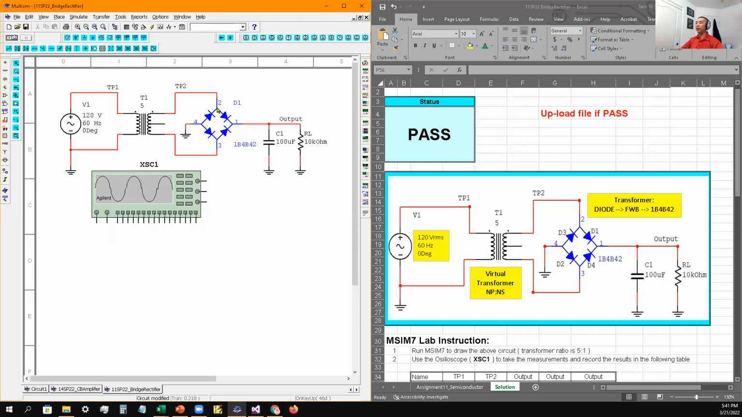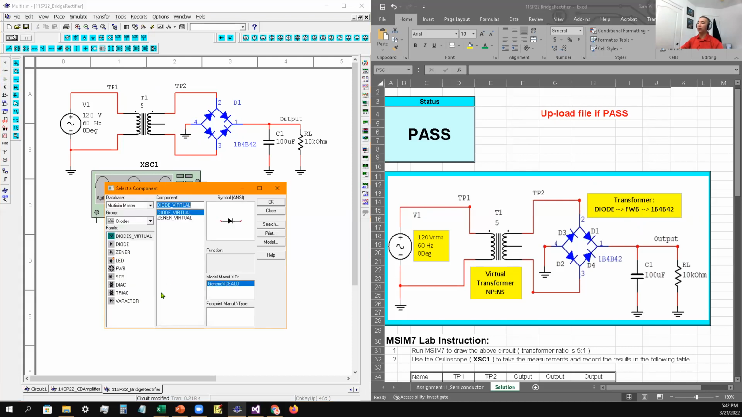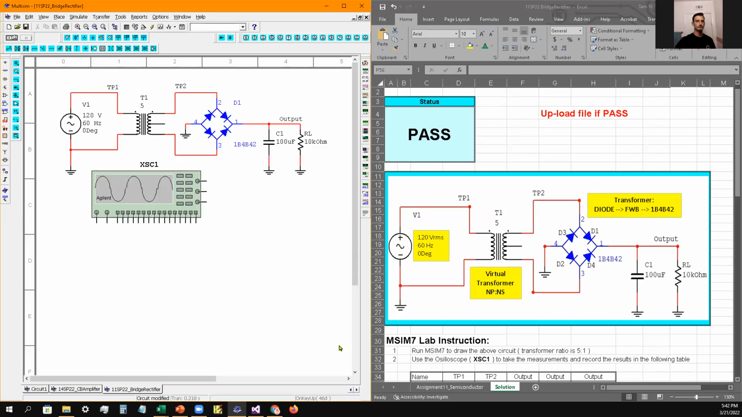Okay, and then in order to get this specific bridge rectifier, this one has to be specific, so you go to the diode here, click on it, and put FWB right here. That looks like the one that I have available right here. Click OK to place it. So that's what I have. Go to the diode FWB, and the part number is 1B4B42, according to the schematic here.